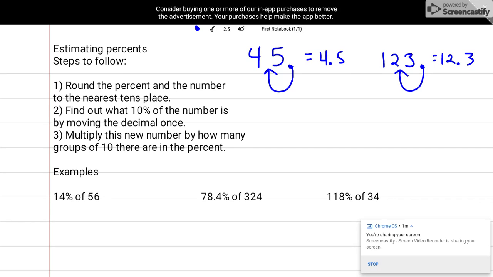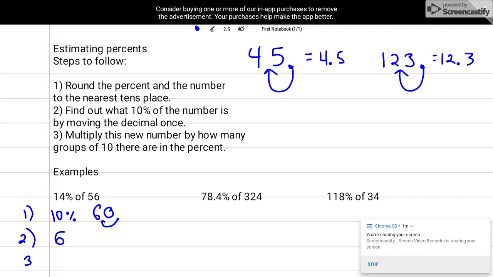Let's look at this first one here. 14% of 56. So 14% is close to 10, so I'm going to change it to 10% of 56. That is very close to 60. That is step number 1. Step number 2 is to find out what 10% of 60 is. So if I move that decimal place 1 over, I get 6.